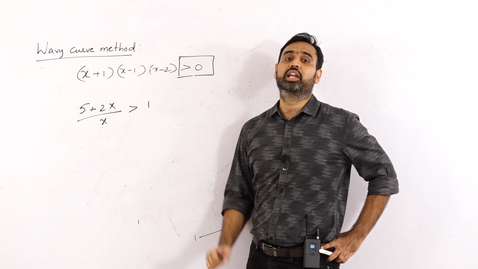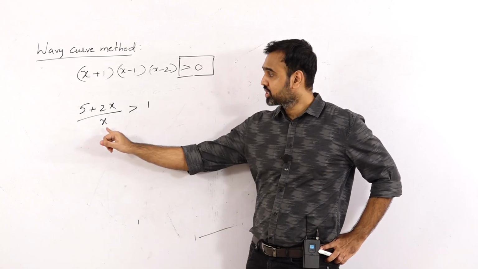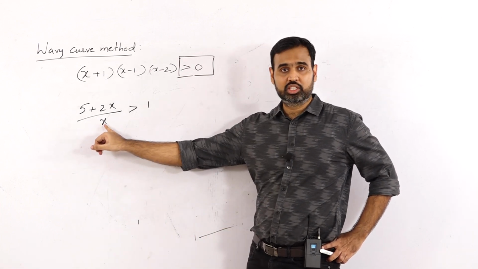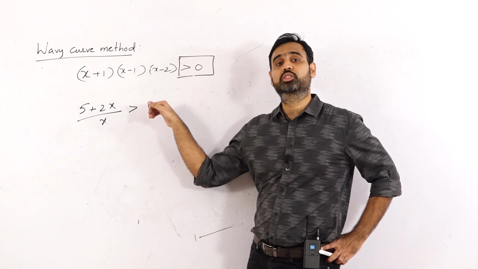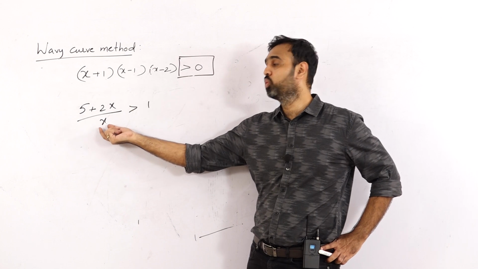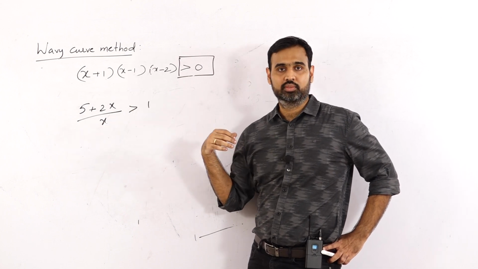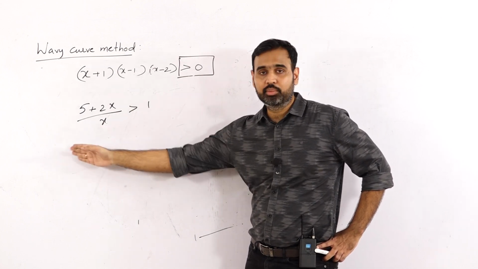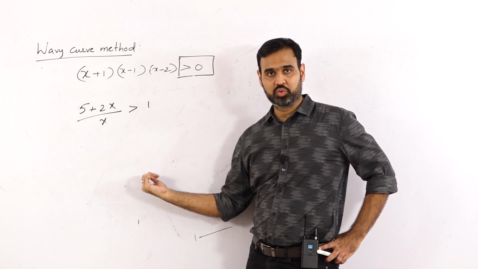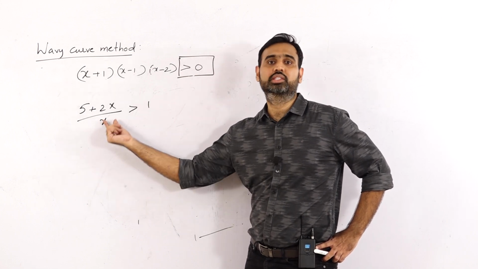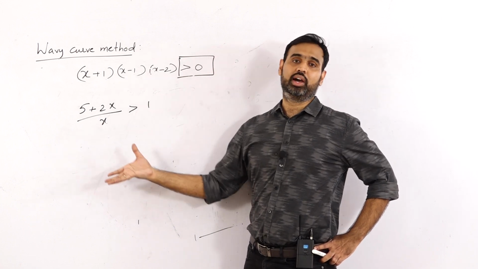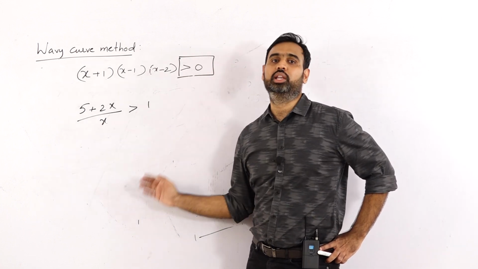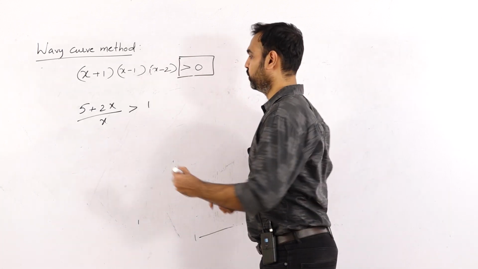What is the reason? X is a variable. We don't know whether x is positive or negative. So we cannot blindly shift x to the other side unless we know whether it is a positive value or a negative value. So you have to categorize them into two parts, case 1 and case 2, where in one case you consider x as a negative value, and in the other case you consider x as a positive value. Solve for both. I'll just quickly do that.